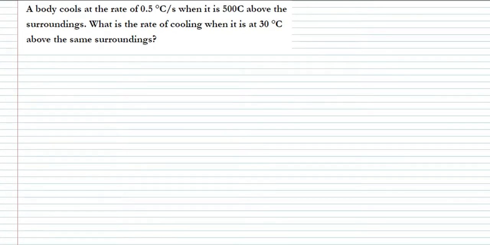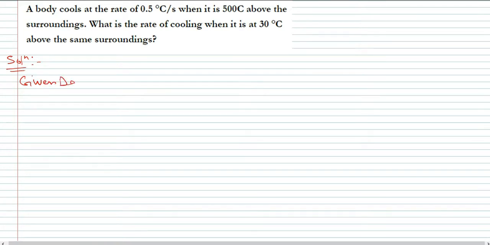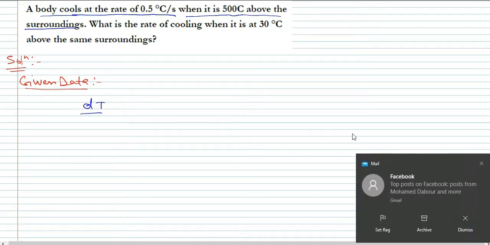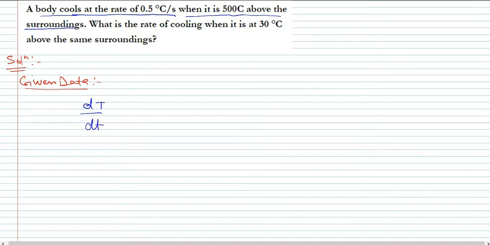Okay, now what's the problem? Let's first write the given data. A body cools, okay, it's cooling at the rate of 0.5 degree per second when it's at 50 degrees centigrade above its surroundings. Okay, the cooling rate of this body is, let me first write this, dT by dt is equal to minus 0.5 degree centigrade per second. I will not write that, we assume it's in degree centigrade per second, right? Is minus 0.5. Why negative?